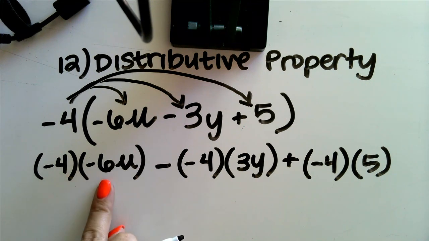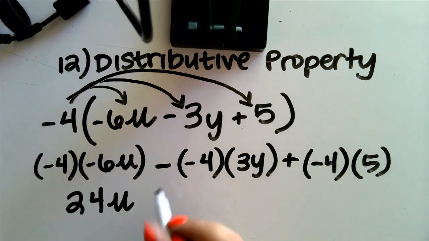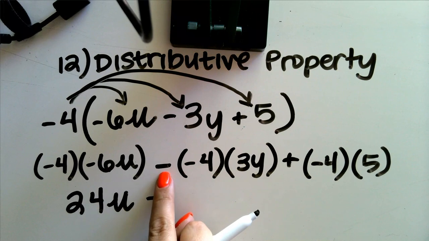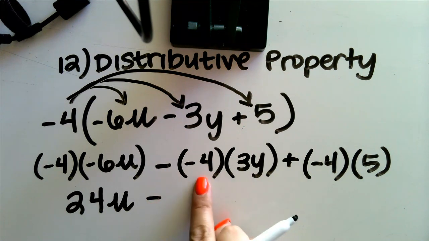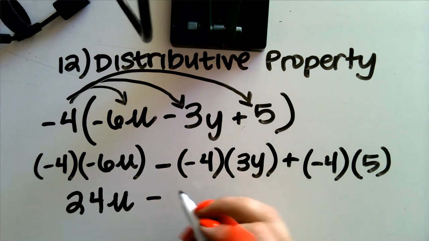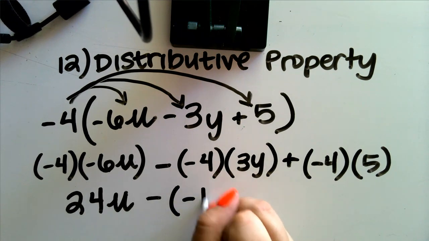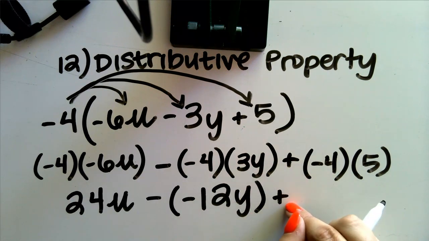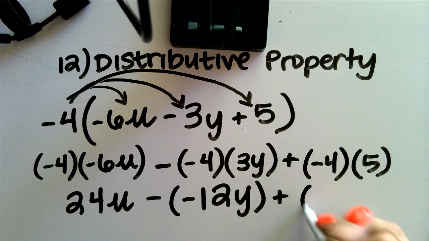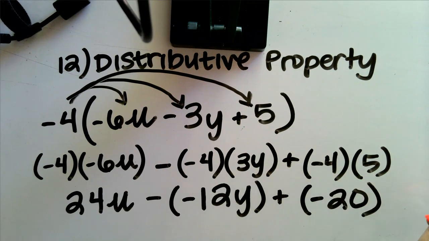-4 times -6u is a positive 24u. Now I'm going to bring down that sign that's not in our parentheses. I'm just going to bring it down just to keep things consistent and make sure we don't get confused. But I am going to go ahead and do this multiplication. -4 times positive 3y is a -12y. Again, bringing down that operation sign, and I'm going to do the multiplication. -4 times positive 5 is a -20.